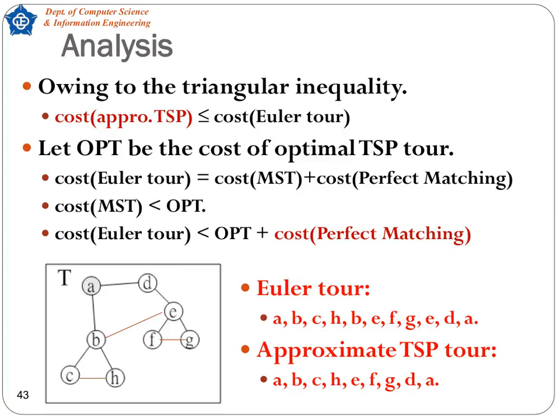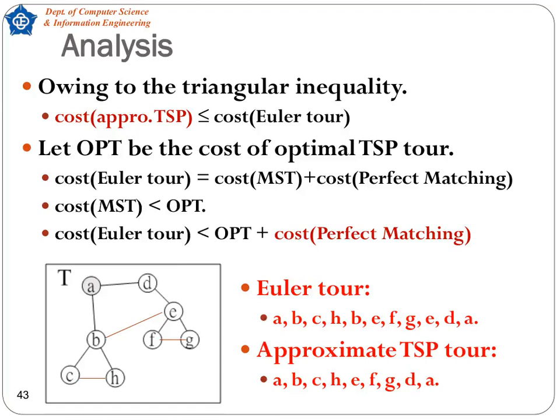Together, those edges form an Eulerian graph, whose tour cost is simply the sum of the MST cost and the matching cost. Since the MST alone is already no more expensive than the optimal TSP tour, the cost of our Euler tour is bounded by OPT plus the matching cost. Finally, we shortcut repeated vertices to produce a valid TSP tour, whose length can't exceed that Euler tour.